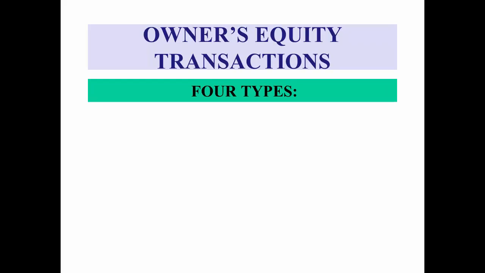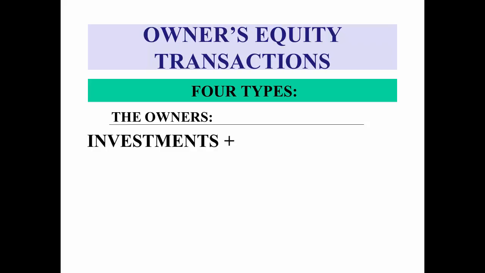Now, when we're dealing with owner's equity types of transactions, there are 4 types. All we've dealt with so far is owner investment. The owners can make investments, and that increases equity. But the owners can also take money out of the business, and that's an owner withdrawal, and that's going to reduce equity.